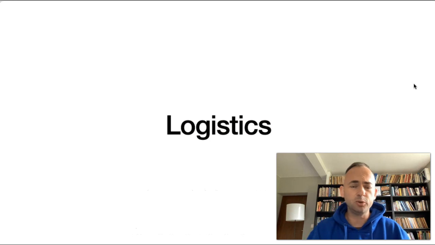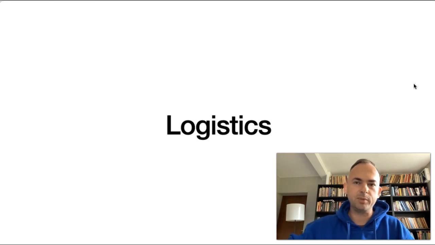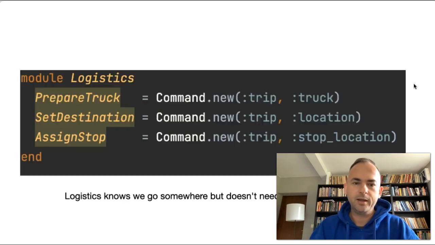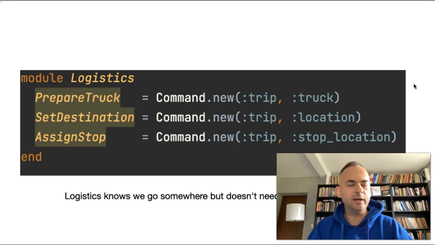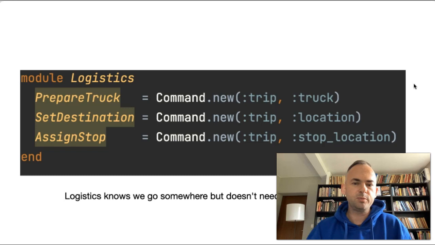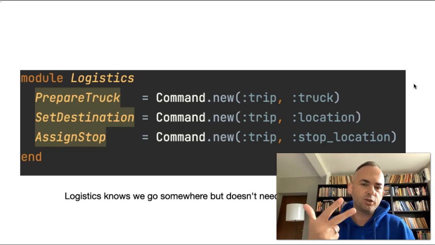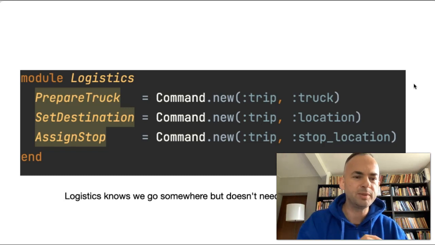So the first one is about logistics, right? There was this concept that my dad needed a truck to get the apples from one place to another. So this is like a plan of traveling, a trip with a truck, ensuring that the truck is working, and we can get from home to the place where they supply us with the apples, and then we get to the place where we can sell the apples. So this could be one business module. It's called module logistics. We have 3 commands: prepare the truck, set destination, assign stop. There could be more. I'm just showing them as an example.